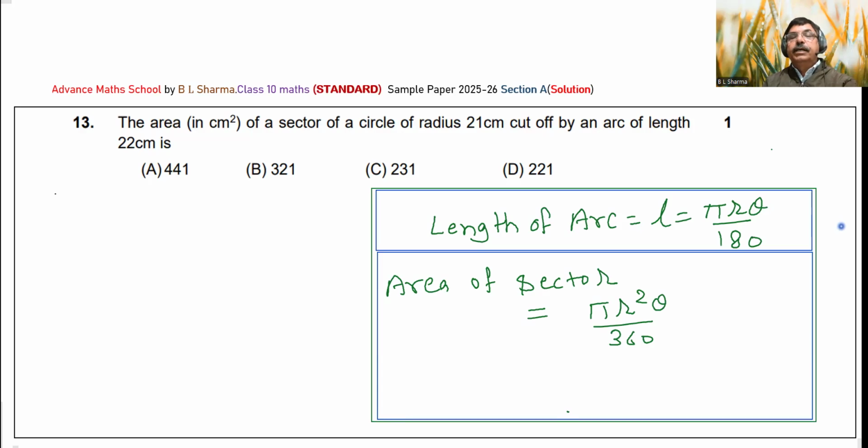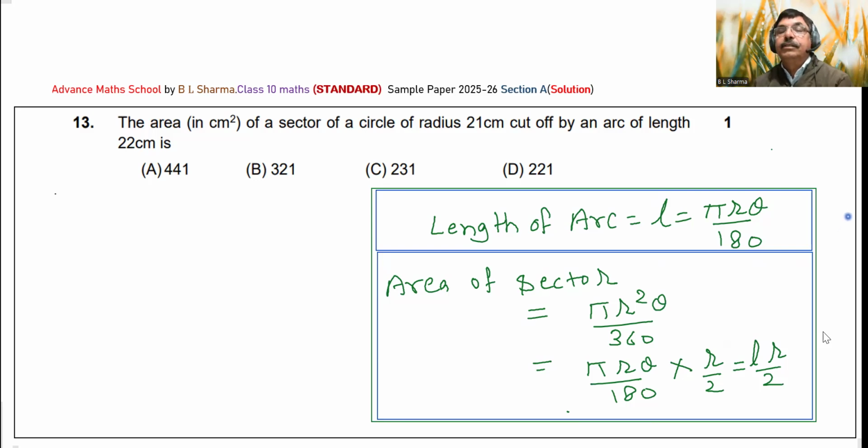We further can write pi r theta upon 180 into r by 2. Pi r theta upon 180, that is equal to length of arc, and r by 2. So we can write that is L r upon 2. इसको आप लिख लीजिएगा. Area of sector when length of arc and radius given, that is L into r by 2. So you can write area of sector is 1 by 2 into length of arc into r.